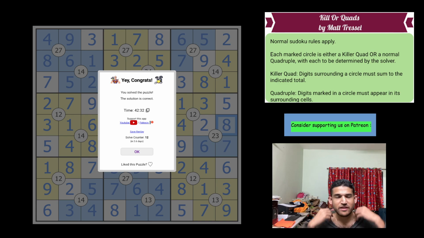What can I say? Utterly gorgeous Sudoku by Matt Tresel. What a wonderful creation by the author. A very, very tough one.